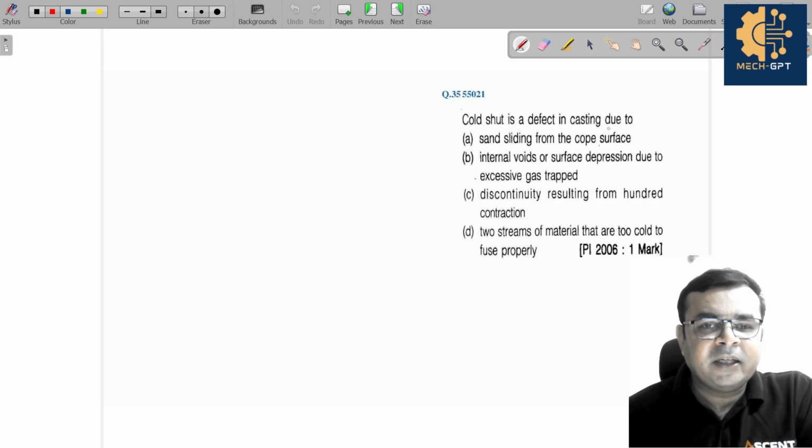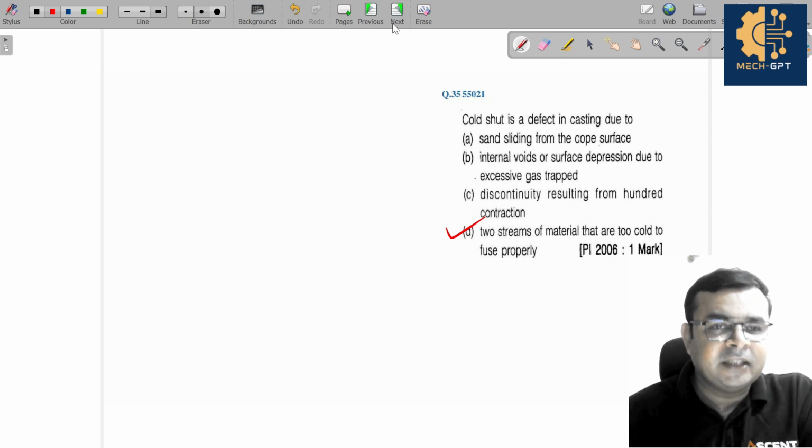Cold set is a defect in a casting due to: sand sliding from the mold? No. Internal voids? No. Discontinuity? No. Two streams of the material do not fuse properly. Yes, option D is the right answer.